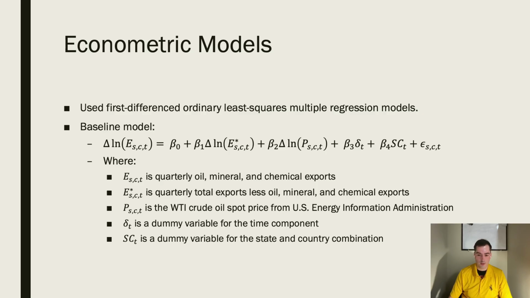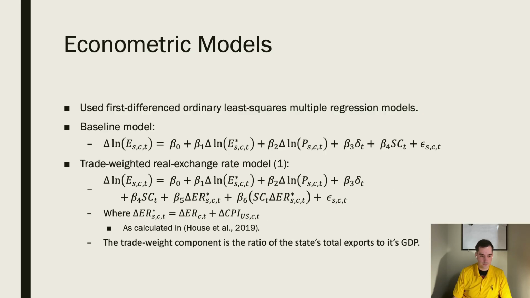And this last component is another dummy variable that's meant to capture each state and country combination. So, for example, this can represent Wyoming exports to China or Colorado exports to Canada. So that is the baseline model. And then from there, I decided to expand on that model.